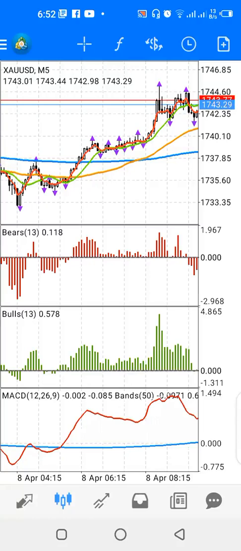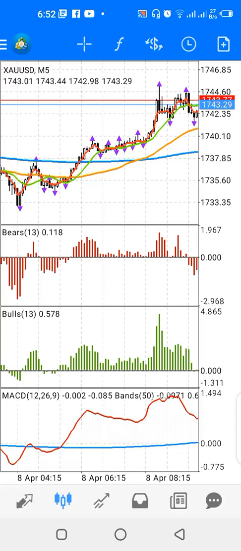Today we'll be looking at the strategy you can use to trade gold, to scalp gold XAUUSD on the 5 minute time frame. On my screen, I have the chart for gold, 5 minutes time frame, and I have four indicator windows that I will use to scalp quick profits when trading gold.